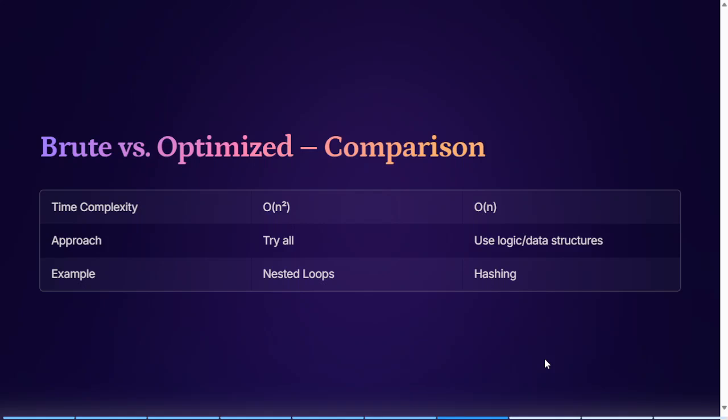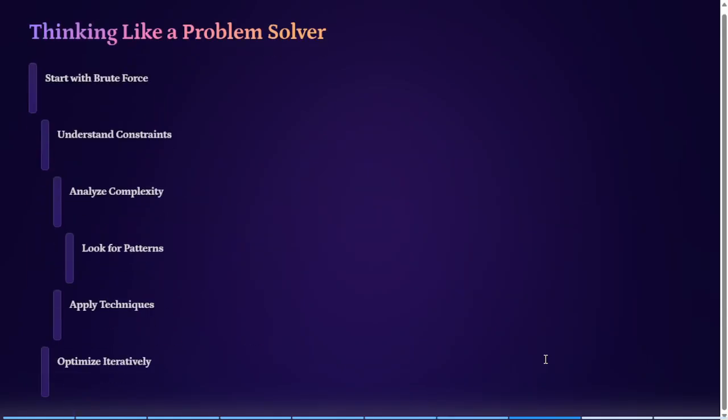As a problem solver, we should be able to write smarter code. So how can we think like a problem solver? You initially start with brute force, then understand the problem constraints, and analyze the time complexity you are getting. Look for patterns if there are any, then apply the technique that is right for that particular problem, and optimize your steps iteratively. This is how you should think like a problem solver: which technique to adopt for that particular problem.